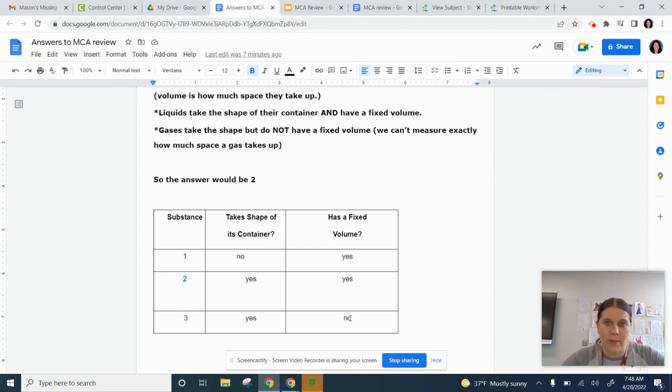Gas does not have a fixed volume. It's all over the place, moving super fast. So this one has to be the gas. We know that because a gas takes the shape of every container it's in because it's moving super fast, but I can't measure it. Now, takes the shape of the container. We decided that a solid cannot do that. This solid cannot fit into a bottle that's smaller than this. It won't work. It does not take the shape of its container. So therefore, your answer should have been 2.